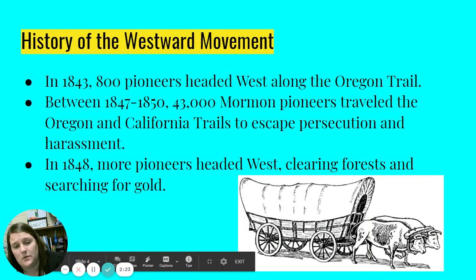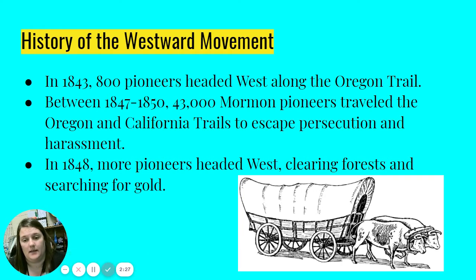So, back to the history of our Westward Movement. In 1843, about 800 pioneers headed west along what was called the Oregon Trail, okay? Between the years 1847 and 1850, 43,000 Mormon pioneers traveled the Oregon and California trails to escape persecution and harassment, all right? And in 1848, more pioneers headed west, clearing forests and searching for gold.